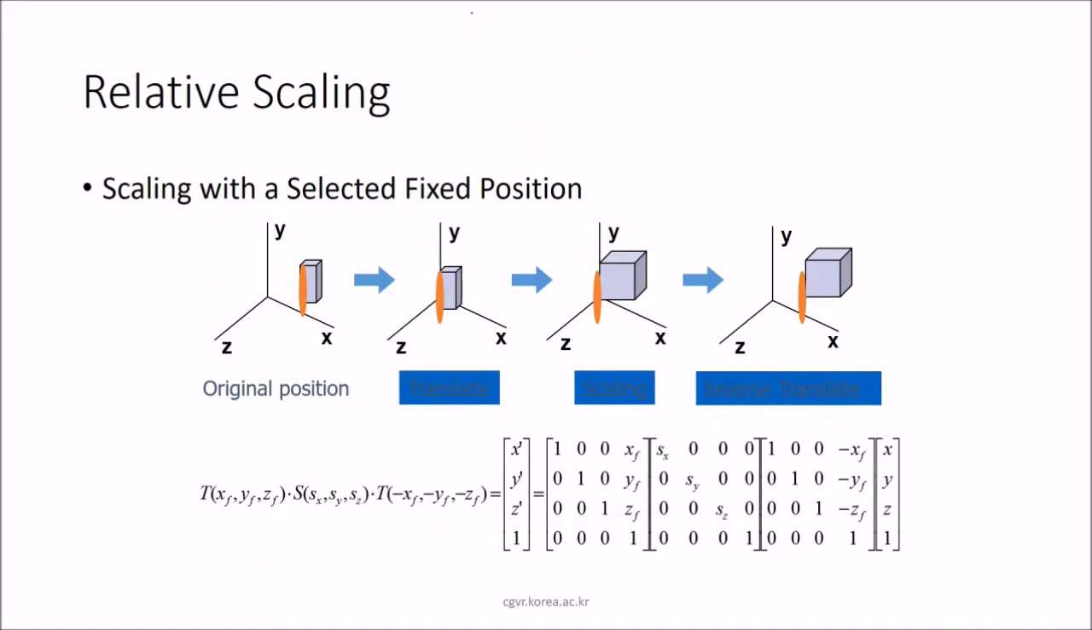This is relative scaling. This is not uniform scaling, but relative scaling. What does it mean? This is scaling with a selected fixed position. This is your original position. Now we are talking about scaling with a selected fixed position. So first we translate it to the origin, for example. Then you scale it. You know how scaling is done.